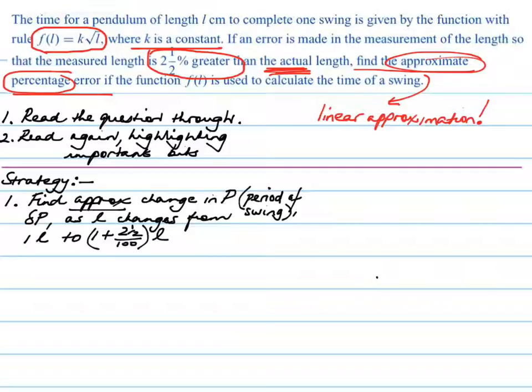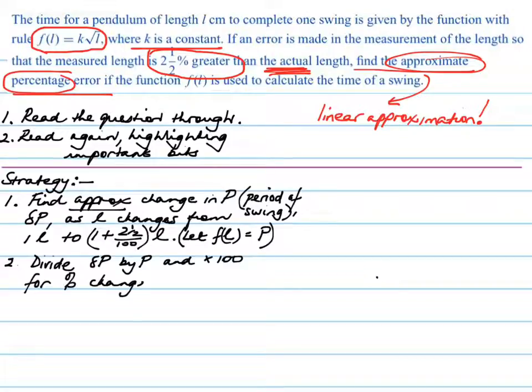Now, does that sound right to you? Have a look at the question again. I think it's pretty good. Now, I'm just saying let f of L equal P. That seems like a very fine start. In fact, we've pretty well got it by the time we do that, but there's just a few more steps. Number 2, we're going to divide delta P, which we found in step 1, by P, and times it by 100 to get the percentage change in P, or error as they call it. Okay, I think that's just about it. That's all you've got to do, so just keep your head and do that.